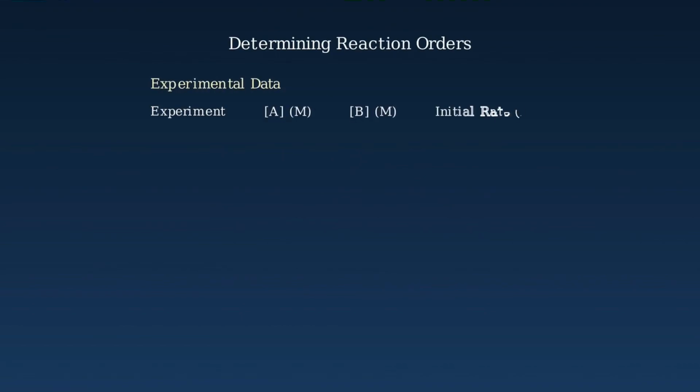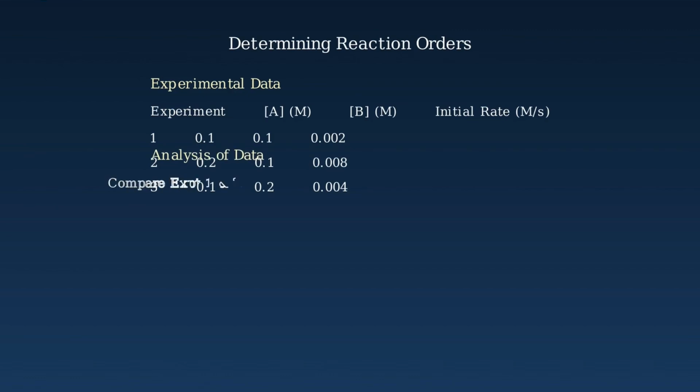Reaction orders are determined experimentally by measuring how reaction rates change when reactant concentrations are varied. Let's analyze an example data set. In these experiments, we vary the concentrations of reactants A and B and measure the initial reaction rates. To determine the reaction orders, we compare experiments where only one concentration changes at a time.